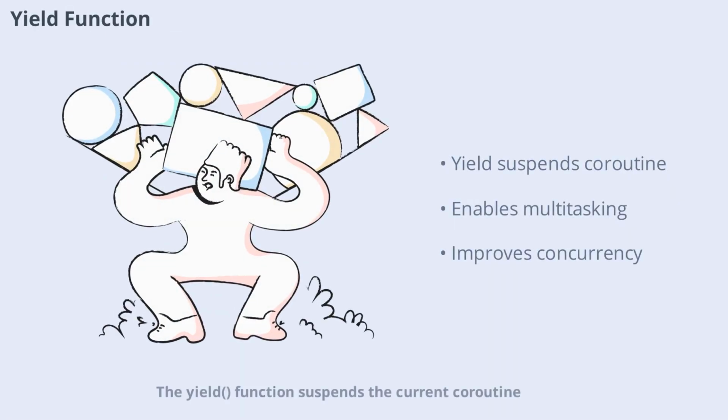The yield function suspends the current coroutine, allowing other coroutines to run. This is similar to cooperative multitasking, where a coroutine voluntarily yields control to let others execute, improving overall concurrency.